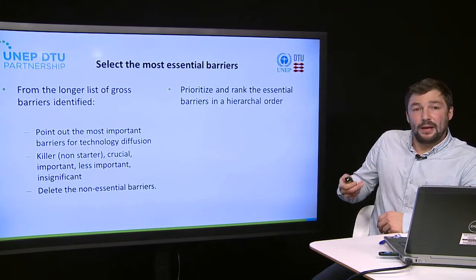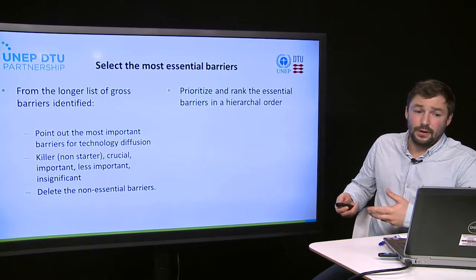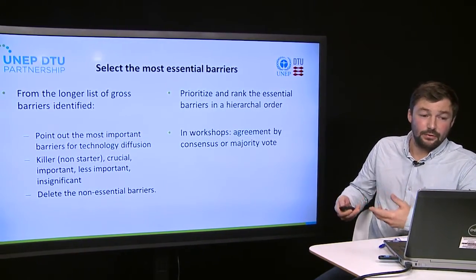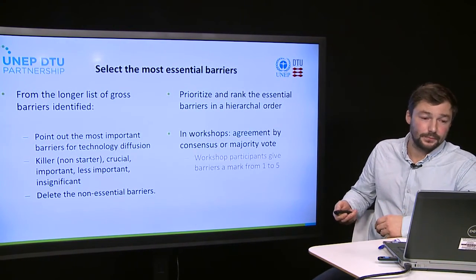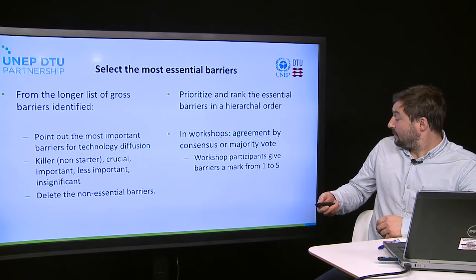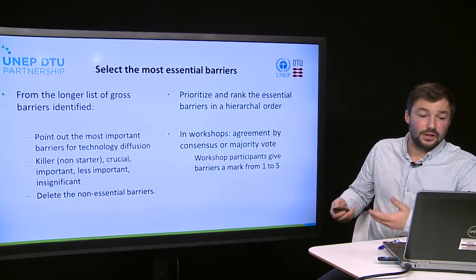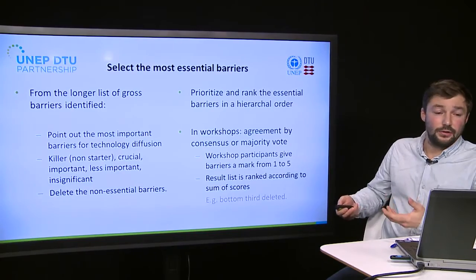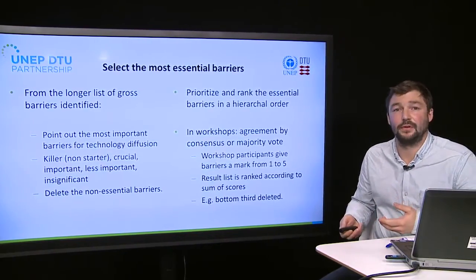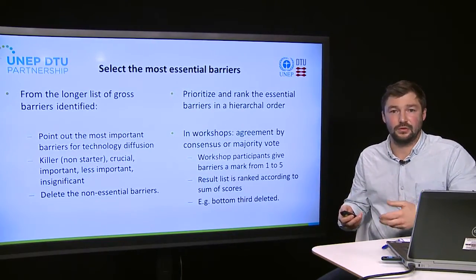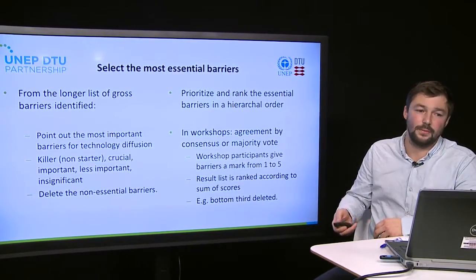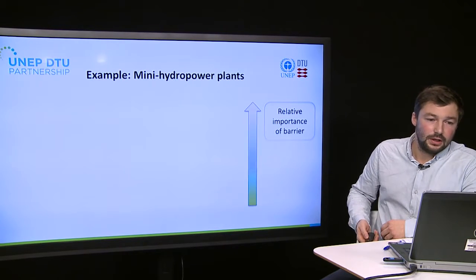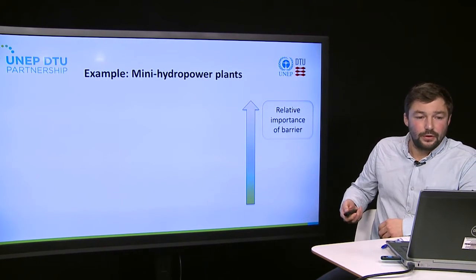So this should aim at prioritizing and ranking the most important barriers in hierarchical order. And in workshops, this may be done either by agreement by consensus or majority vote, for example, where workshop participants are asked to rank barriers on a scale from 1 to 5, for example. And the results may then be listed according to the sum of scores. And you can imagine a situation then where the bottom third is deleted, for example. So this is one way of doing this exercise, to getting a closer and more detailed understanding of the most essential barriers.